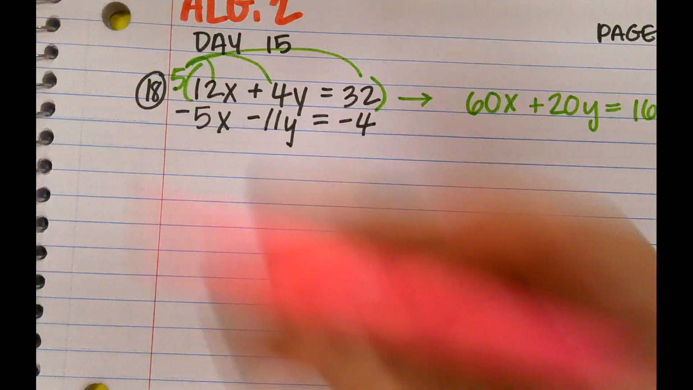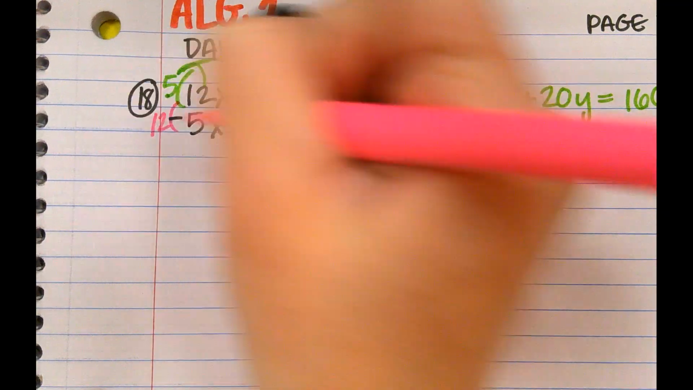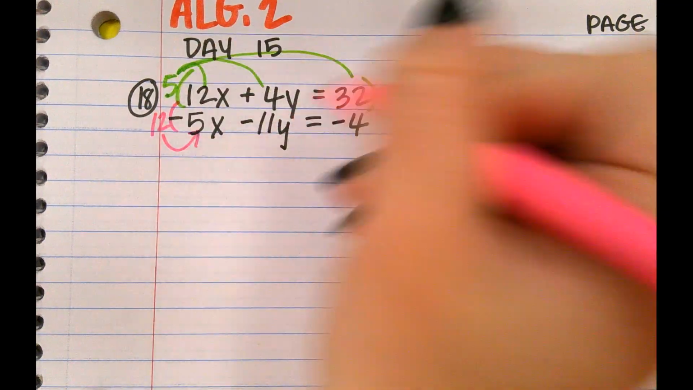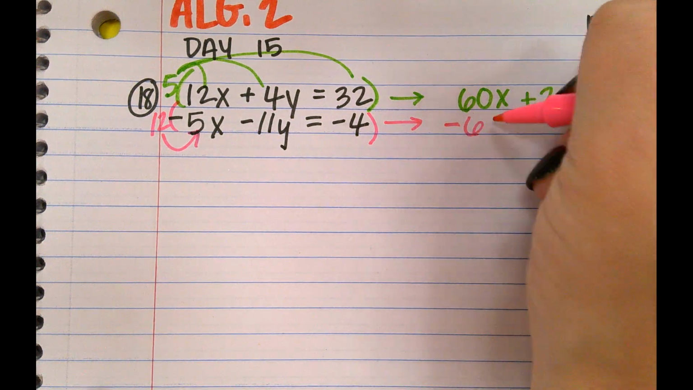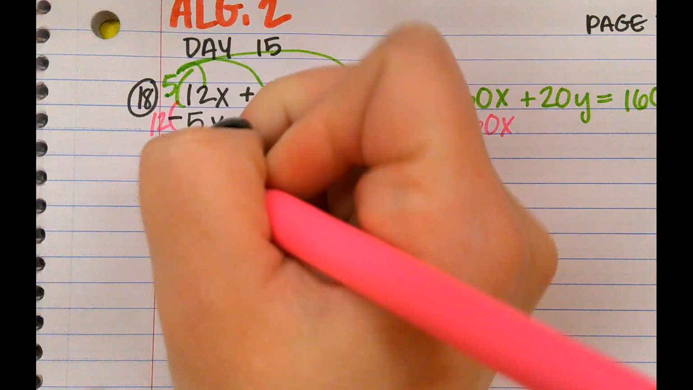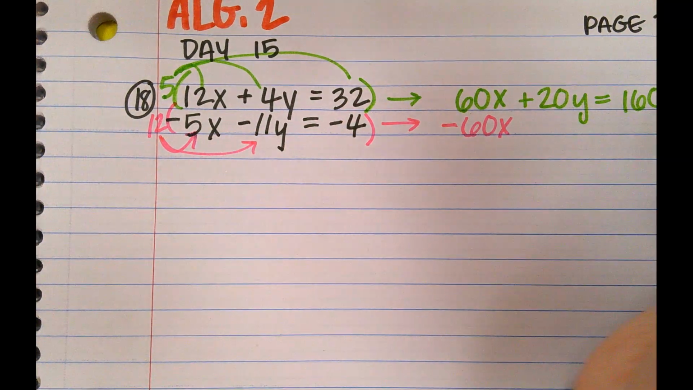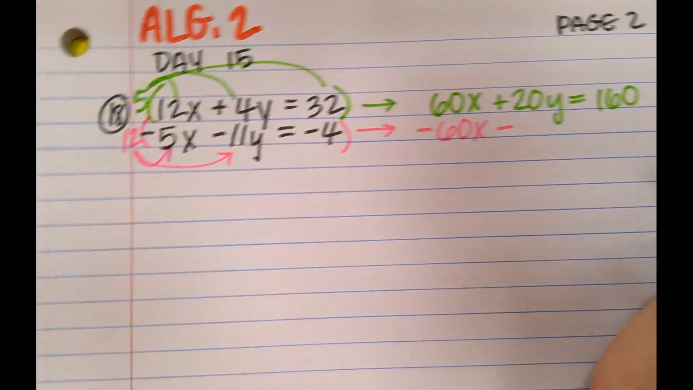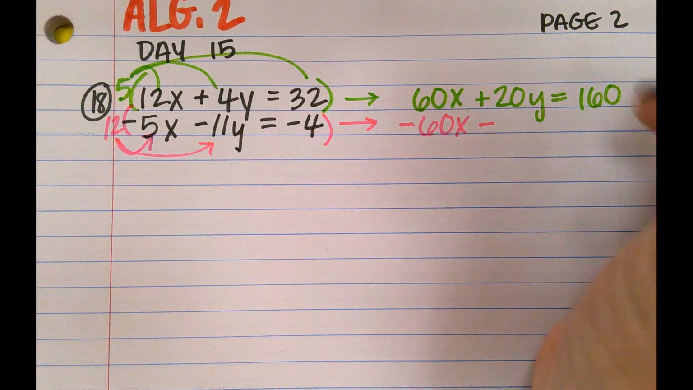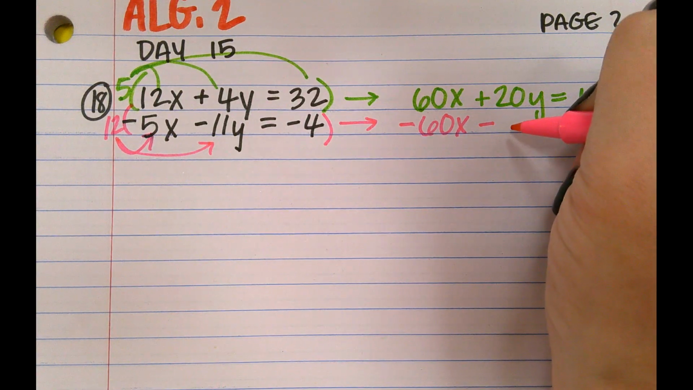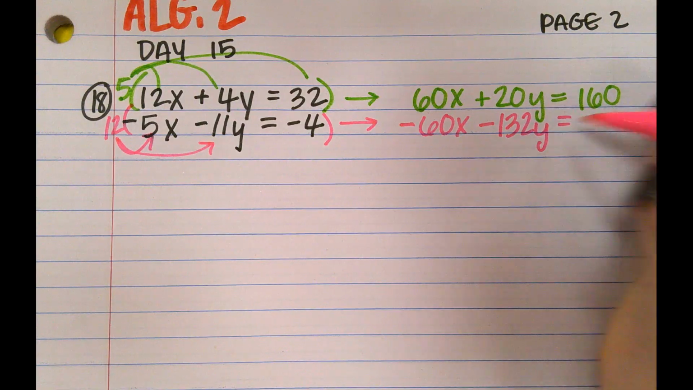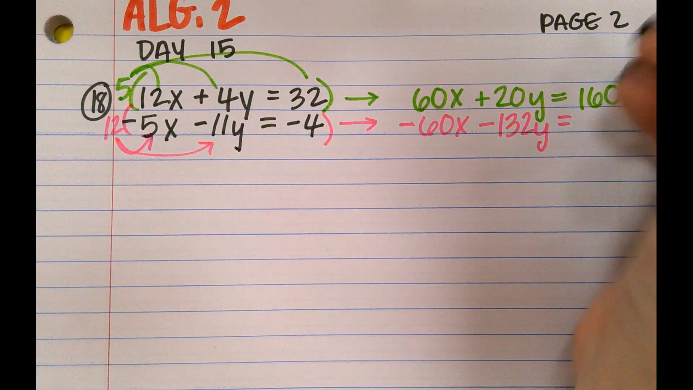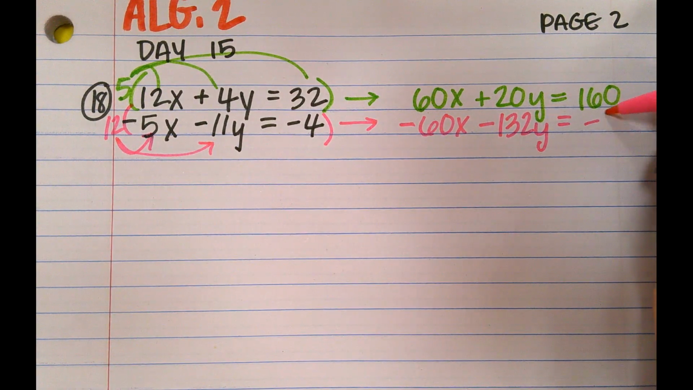And what do we multiply the bottom equation by? Okay, so let's do that. 12 times -5 will just be the opposite, negative 60x. 12 times -11y, negative 132y. Good, equals negative 48.